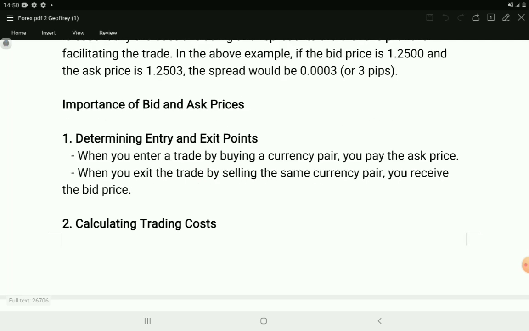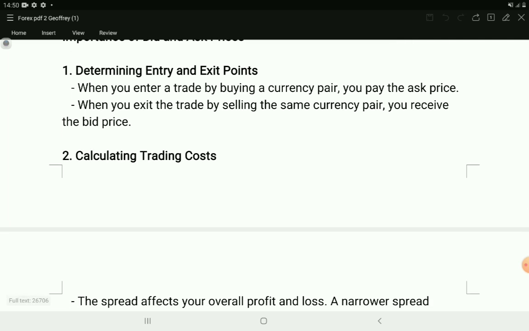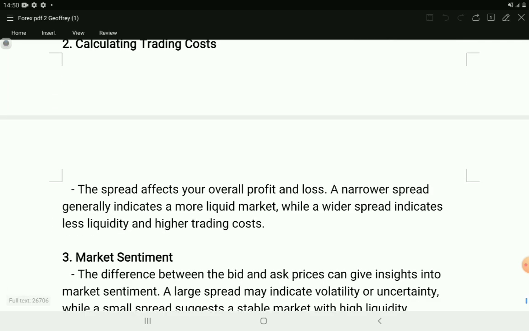Importance of bid and ask price. One is to determine entry and exit points, right? When you enter a trade by buying a currency, like I said, you pay the ask price. That is the amount, it will be a little bit higher than the amount you are selling at, because you are buying. Like if I have a phone and I'm selling it out, the broker will buy it cheaper than when he's selling the same phone to me. That's it.